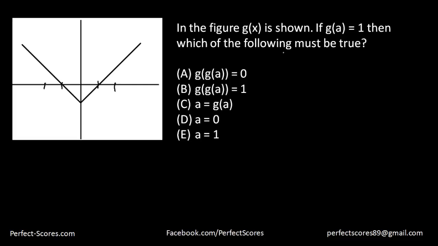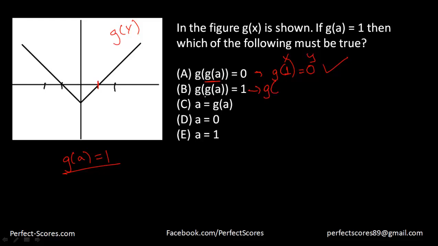So the question over here says that in the figure g of x is shown, that means this is g of x. It says that g of a is 1, then which of the following must be true? Now g of a is already given to be 1, which is g of 1. G of 1 is equal to 0. That means when I plug in x equal to 1, y should be 0, which is true. That means this is satisfying. This over here, if I say g of a, which is 1, is equal to 1, that is wrong because g of 1 is 0.